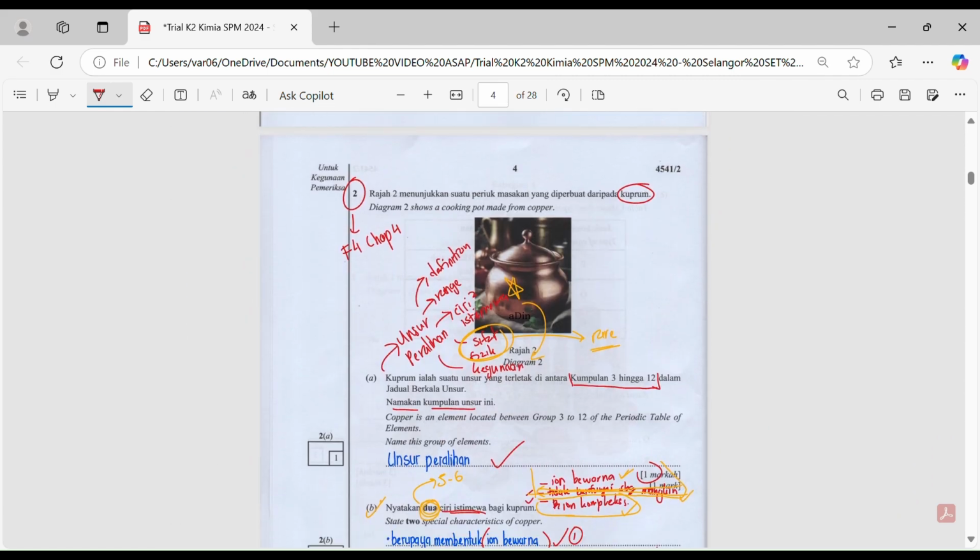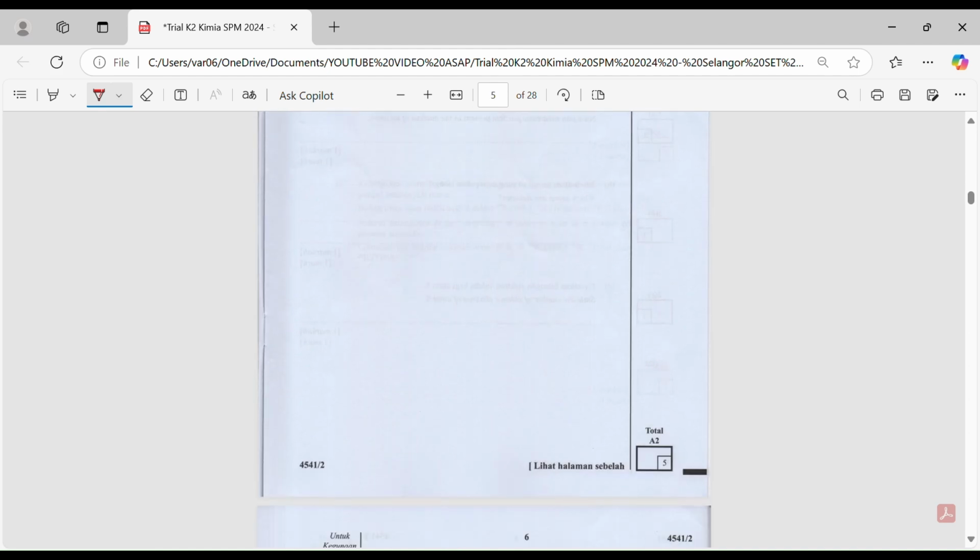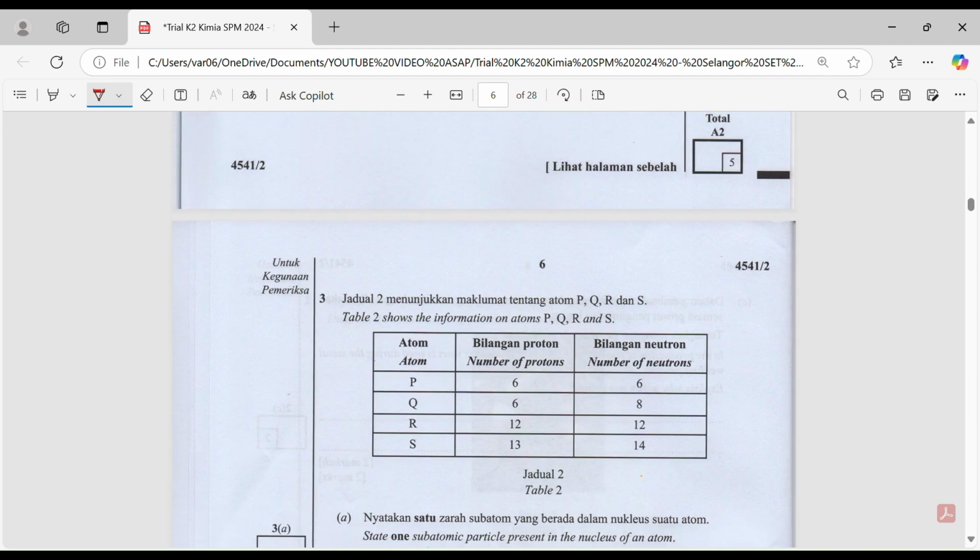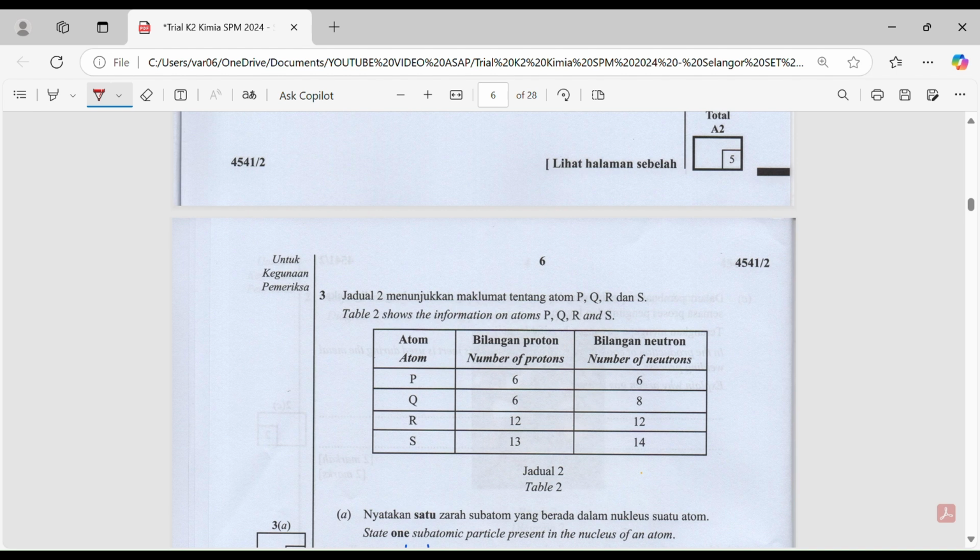Okay, done with question 2. Moving on to question 3. Okay. So question 3 is basically your Form 4 Chapter 2. Right? Jadual 2 menunjukkan tentang atom P, Q, R dan S. They give you this table to study. Nyatakan satu zarah subatom yang berada dalam nukleus sesuatu atom. Very simple, in a nucleus you have proton as well as neutron. Electrons will be at the petala, at the orbit.